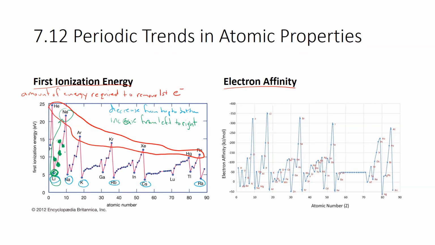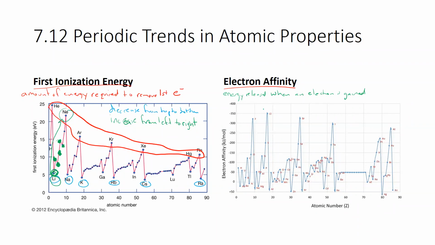Again, the amount of energy it takes to remove an electron. The next trend is called electron affinity. Okay, and in general, you can think about electron affinity as the energy released when an electron is gained. And so on this one, we can again look at the basic trend.